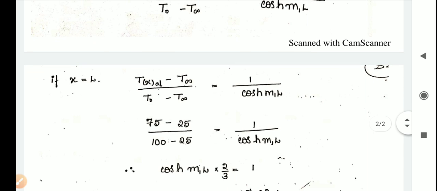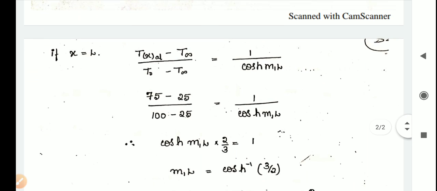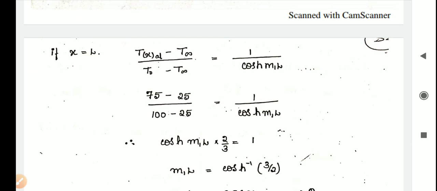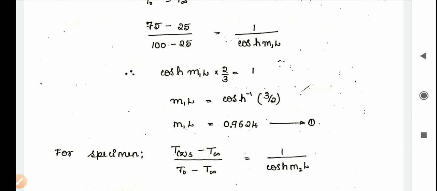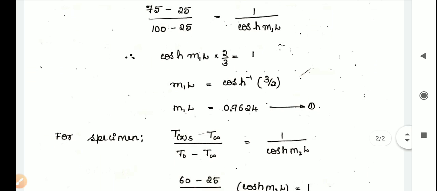So substitute all the values, that is Tx is 75 minus T infinity is 25 divided by 100 minus 25, which is equals to 1 divided by cosh m into L, right? So here mL is unknown, right? So cosh mL into 2 by 3 is equals to 1, right? So m1 L is equals to cosh inverse of 3 by 2. So m1 L is equals to 0.9624, consider it as equation 1.